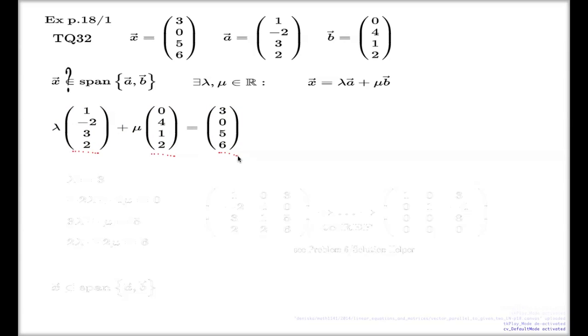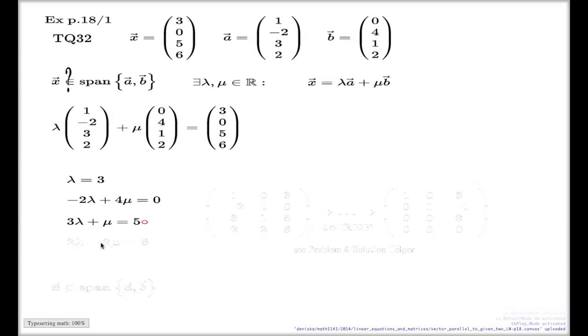If you equate now in a per component way, these are the equations in terms of lambda and mu. Four equations, two unknowns.